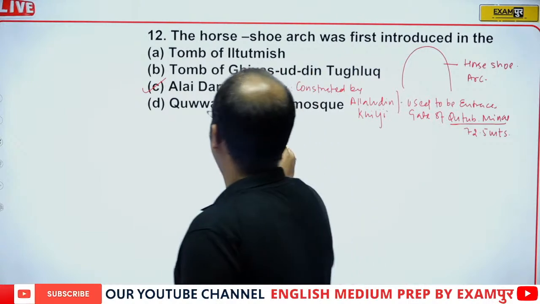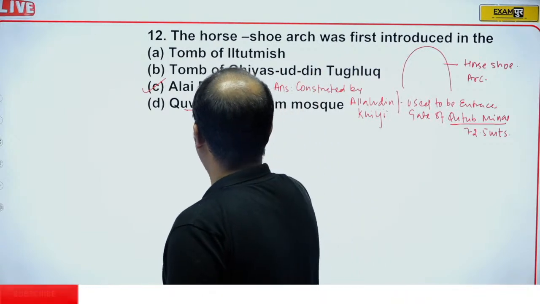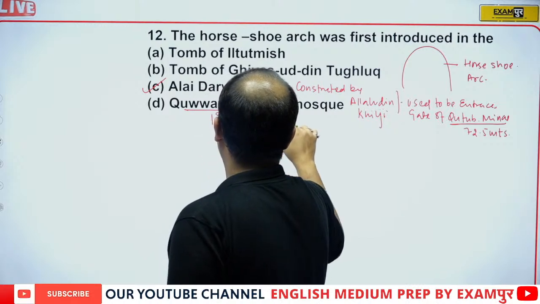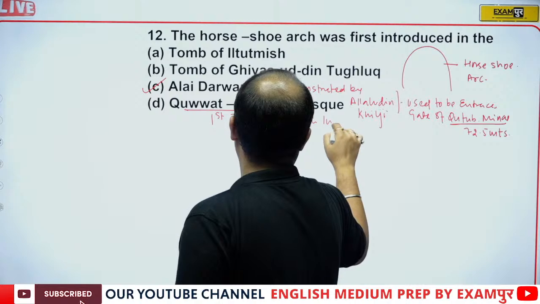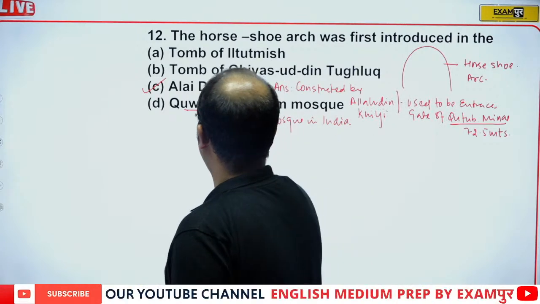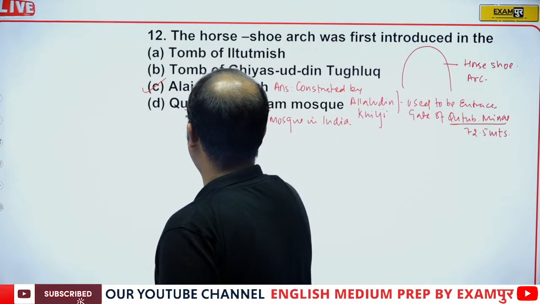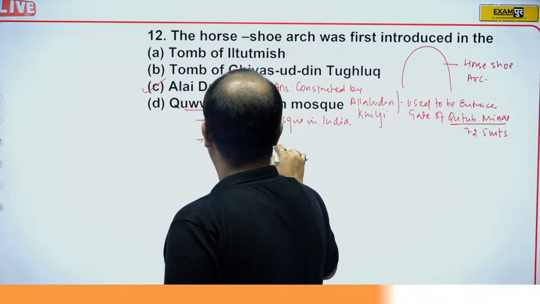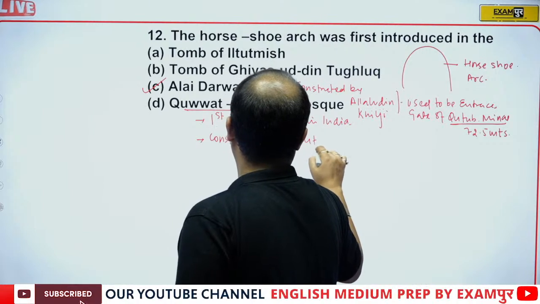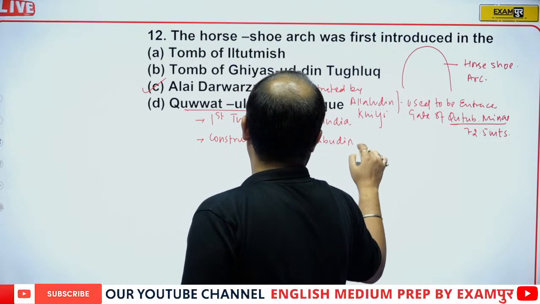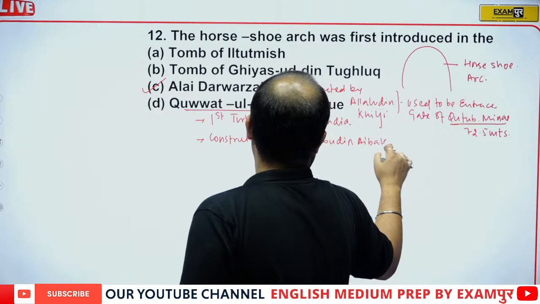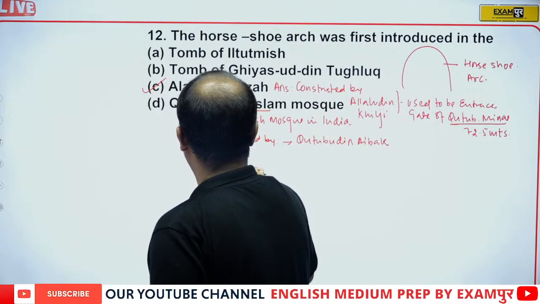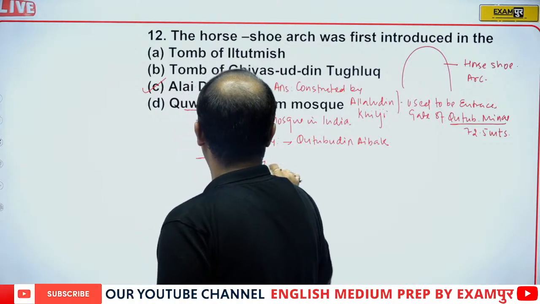Quwwatul Islam, guys, was the first Turkish mosque in India, and it is also in the Qutub Minar complex. It was constructed by Qutubuddin Aibak.